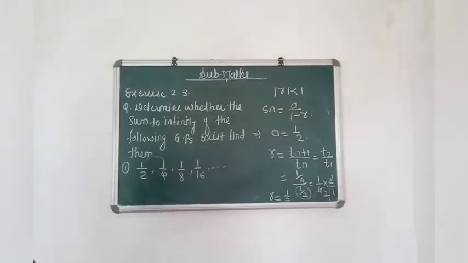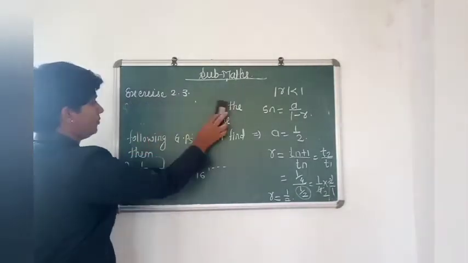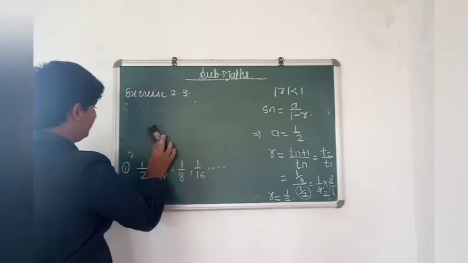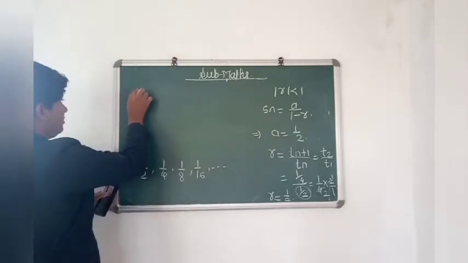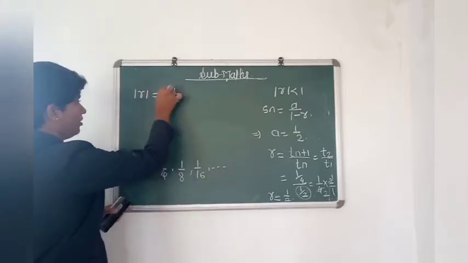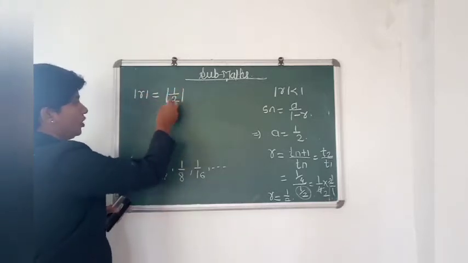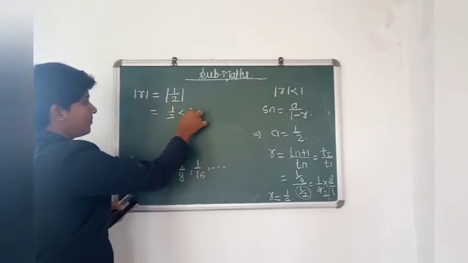Then to find the sum of infinite terms of the geometric progression, it exists only when mod r is less than 1. So check it here, mod r. The value of r is 1 by 2. So take it inside the mod to get 1 by 2. Obviously the value of mod 1 by 2 is less than 1.